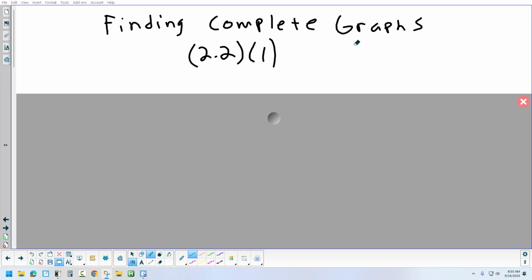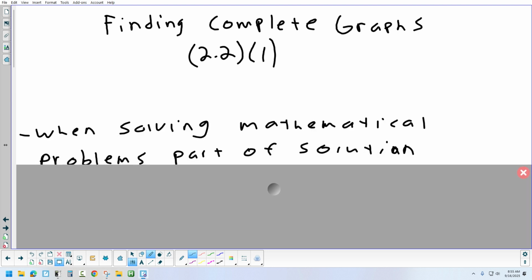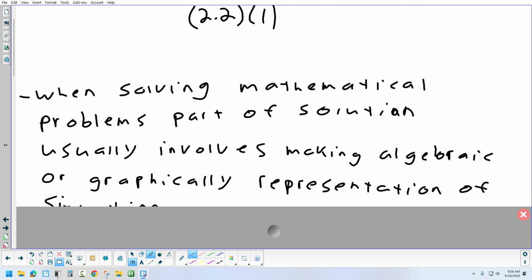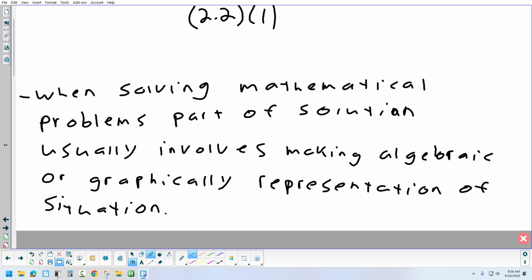All right, so we're going to take a look at section 2.2 today. It is split into two files, but we're going to put it all together in the video. And just a reminder that when we are solving a problem, sometimes we might use an algebraic approach, sometimes we might use a graphical approach, or we can combine the two.